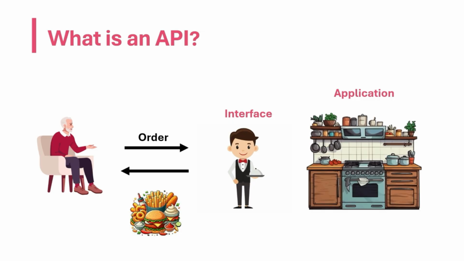So let's understand in technical terms. Here, when you give an order, in between there is a channel. In our example, it was a waiter, but in technical terms, it is an interface, and it goes to the application. Here, our application was the kitchen. So basically, the interface takes your request to the application and brings back a response for your query.